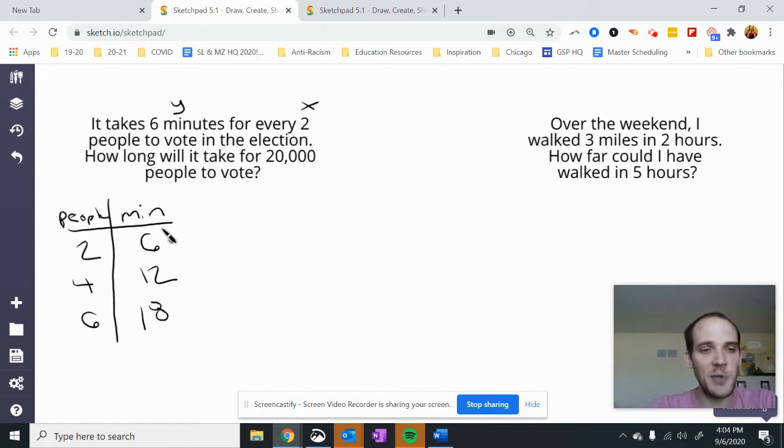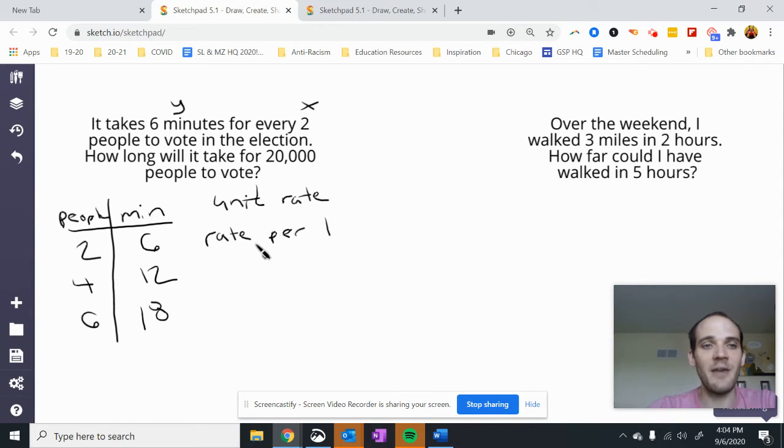And I can ask myself, do I know it's a proportional relationship? And I do, because 6 divided by 2 is 3, and 12 divided by 4 is 3, and 18 divided by 6 is 3. One thing we haven't talked about, a word that you might have heard from 6th grade, is this word, unit rate.